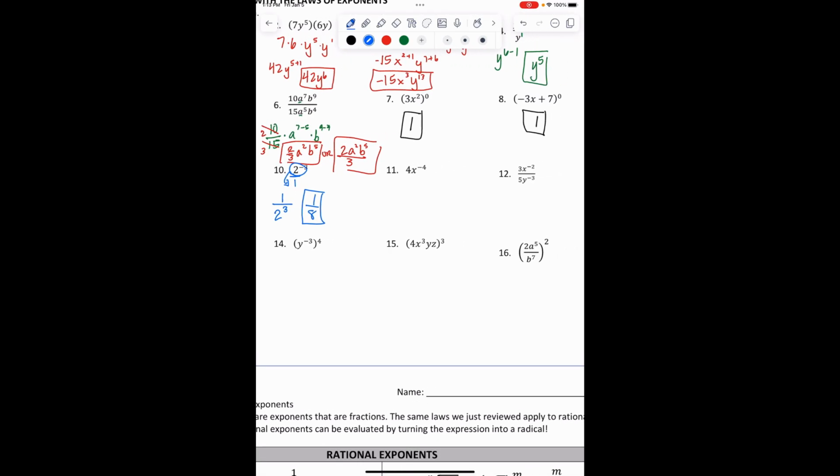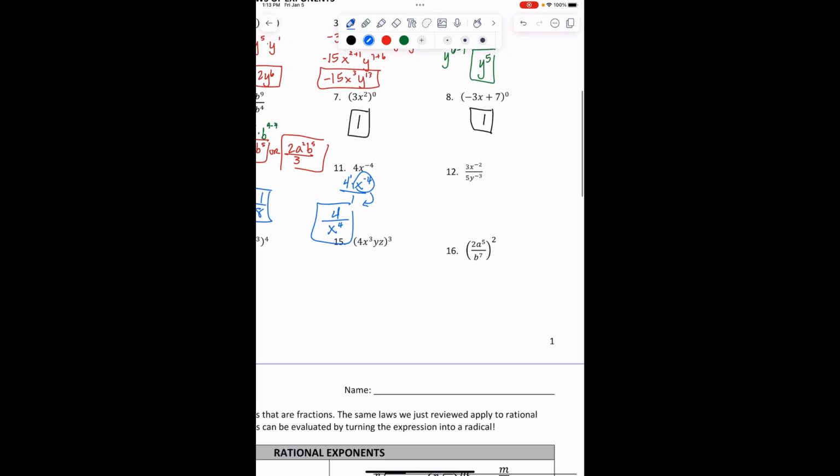Number 11, 4x to the negative 4. So again, we got to be careful about what's actually being raised to the negative 4th power. So this is really 4 to the 1st times x to the negative 4. So the only thing being raised to the negative 4th power is the x. So that's the only thing that's going to be moved. So that 4 is going to stay in the numerator, and then it would turn to x to the positive 4th in the denominator. Okay?